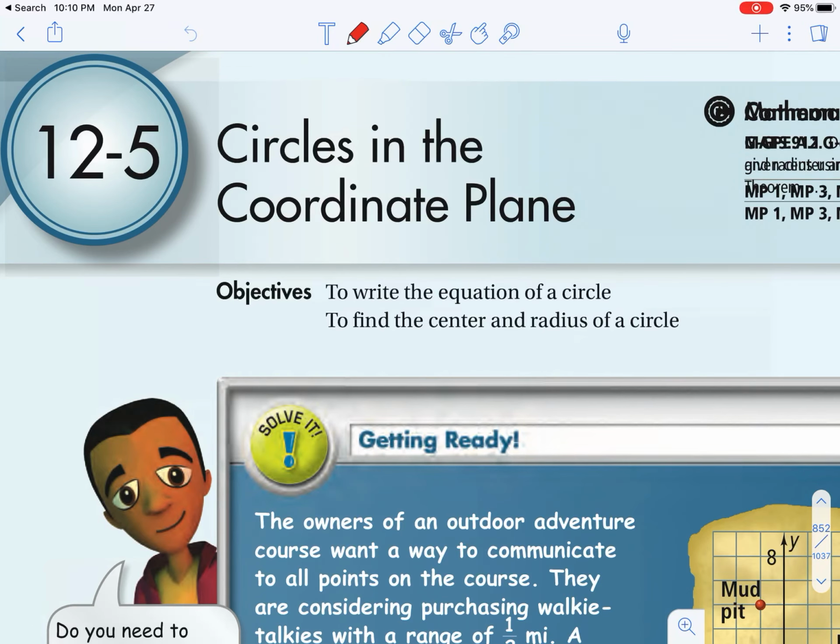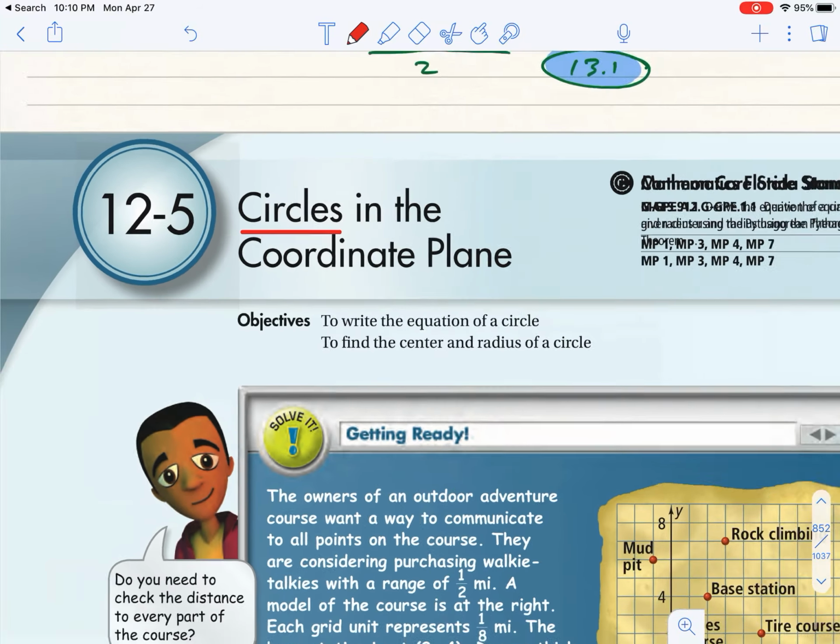All right, guys, here we are. We are at 12.5. Changing gears a little bit, this lecture is called circles in a coordinate plane. So, coordinate plane is just an XY graph. And how do we deal with circles when it comes to an XY graph?